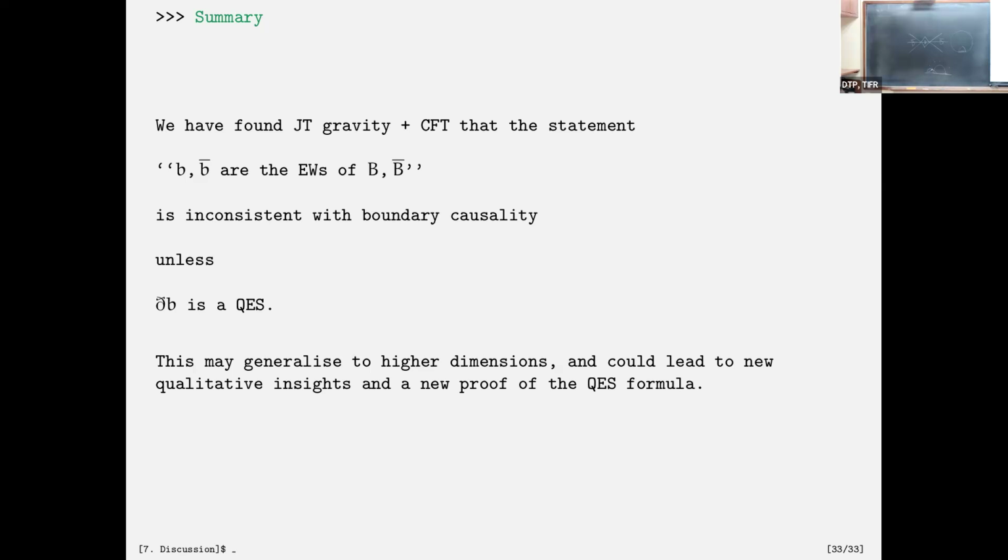Any quick questions? I want to ask this because then I'll ask you later. I thought there were great claims made by Engelhardt and Wall that the region within the QES would be reconstructed on the appropriate side of the map. So then if that's true, the entanglement wedge is.